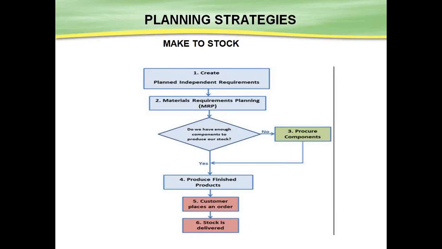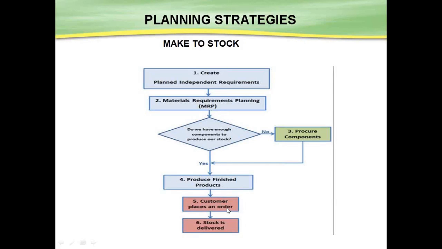If we have enough components in our stock, then we'll start producing. If we don't have, then we'll go and procure the components from the market, and after that the finished product is produced. And the last step, the fifth one, is that the customer will place an order.